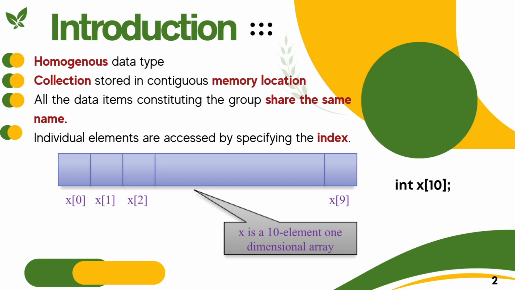All the data items constituting an array of elements will be usually sharing the same name. For instance, if I have an array of 5 elements, all those 5 elements will be denoted by the same name, but individual elements' index or position within that array would vary, and in order to access an element individually from an array, we will be normally specifying its index.